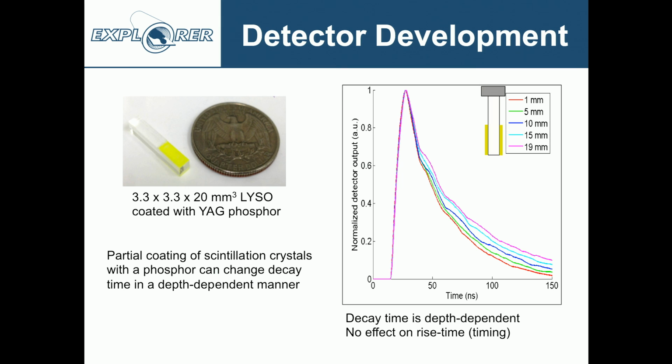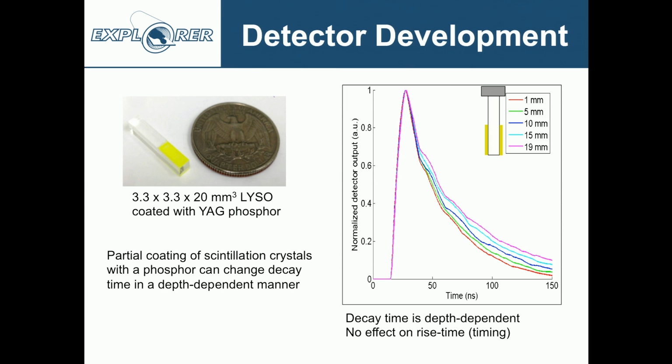So one of the approaches we've been looking at is this idea of taking one of the detector elements, a crystal element shown here, and coating it with a phosphor, but only coating part of the crystal with the phosphor, with the idea being that when the annihilation photon interacts and produces scintillation light, some of the scintillation light will be absorbed by the phosphor and then re-emitted. It'll be re-emitted, of course, with the characteristic decay time of that phosphor.